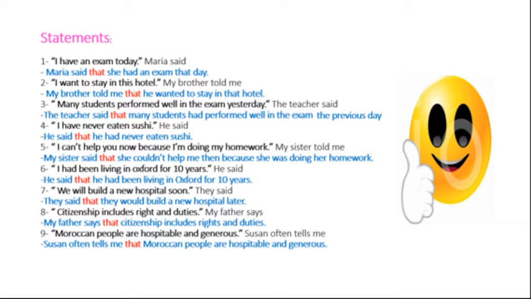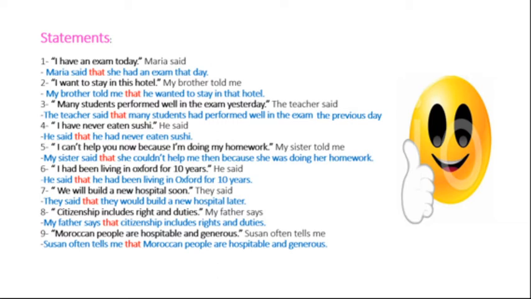5. I can't help you now because I'm doing my homework, my sister told me. My sister said, or my sister told me, that she couldn't help me then. She, can't, couldn't. Help, the same because it's infinitive, preceded by a modal. You, me. You here is an object, so me. Now, then. I'm doing my homework. She, she. I'm doing, was doing. Present continuous, past continuous. My homework, her homework.